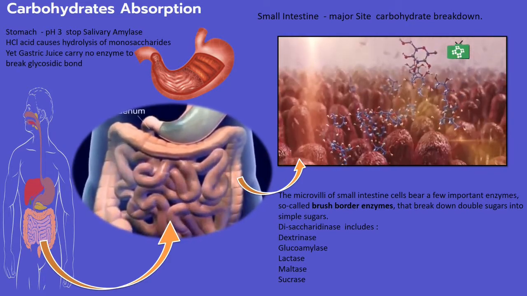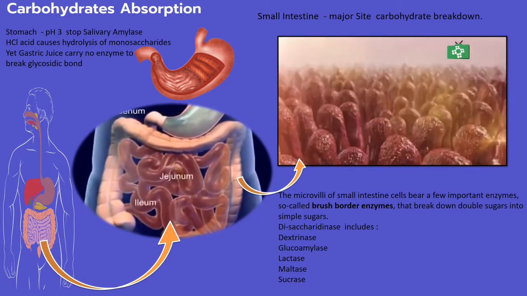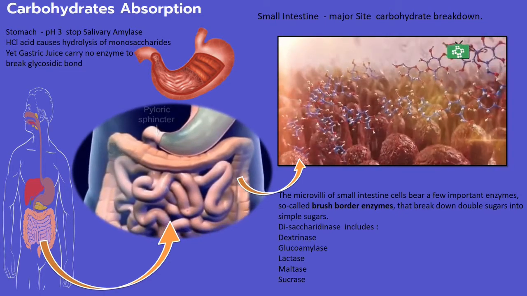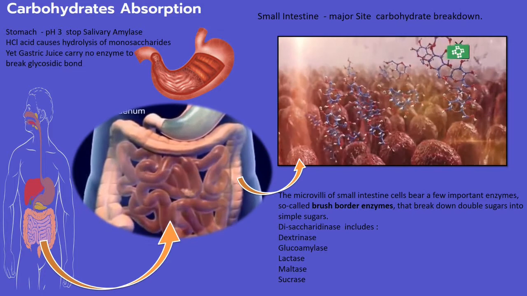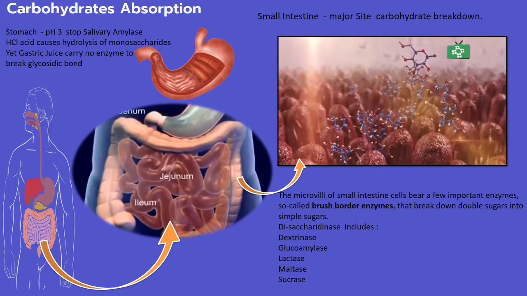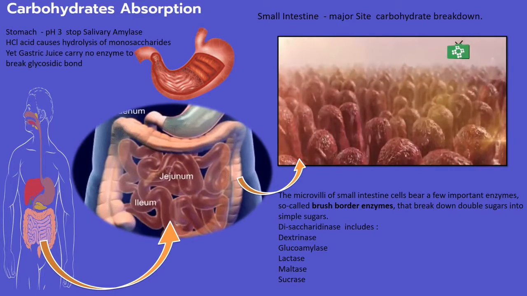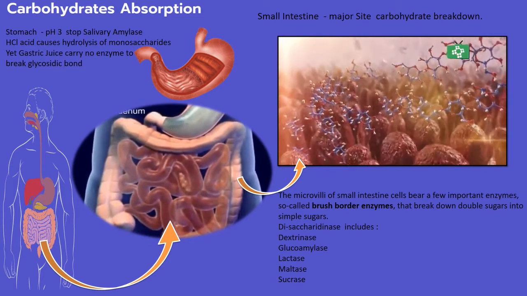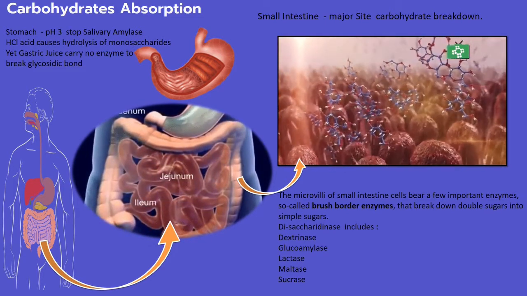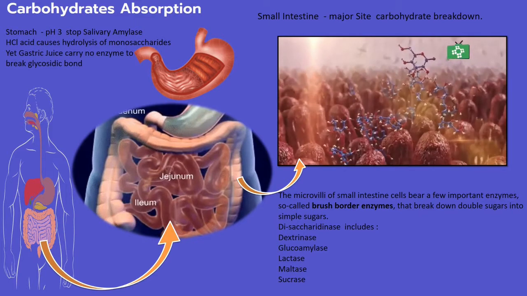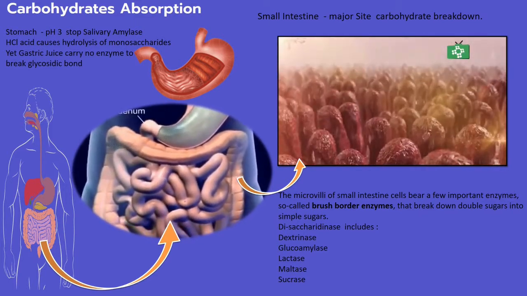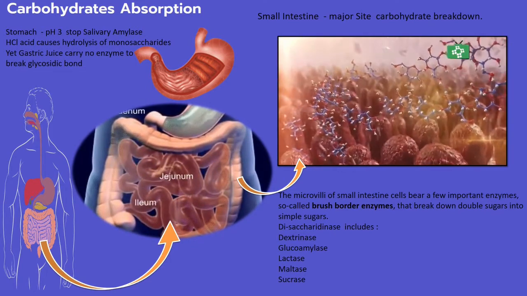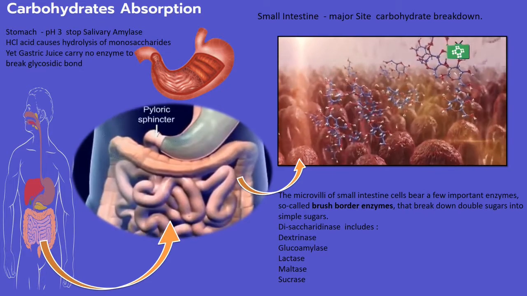Now, these brush border enzymes are also called the disaccharidases, which include the dextrinase, the glucoamylase, the lactase, the maltase, and the sucrase. These are all enzymes that will speed up the process of digestion and absorption by a million folds. Now, once the food is converted into monosaccharides, this will be absorbed by different processes. And the processes are passive diffusion, active transport, and facilitated diffusion.